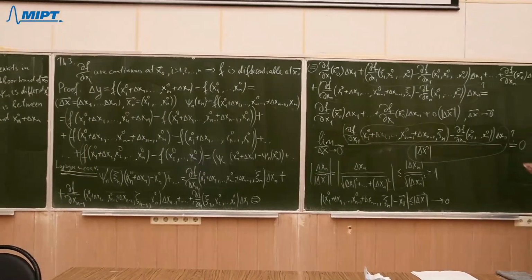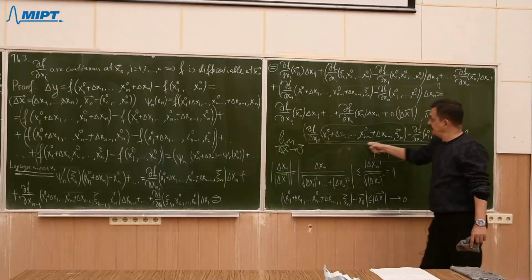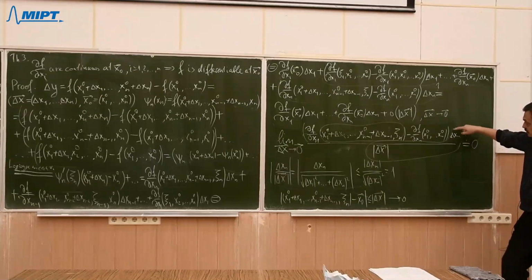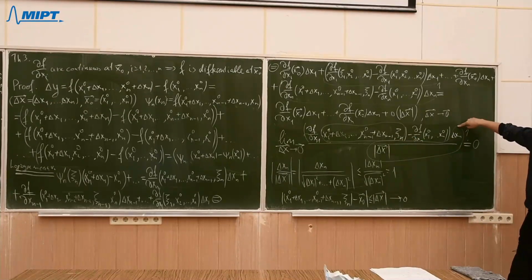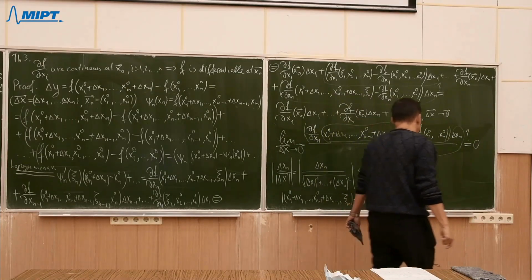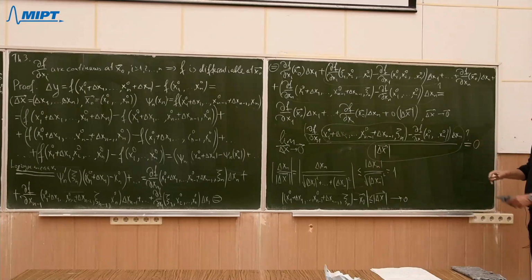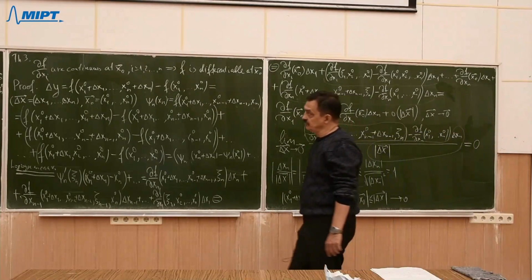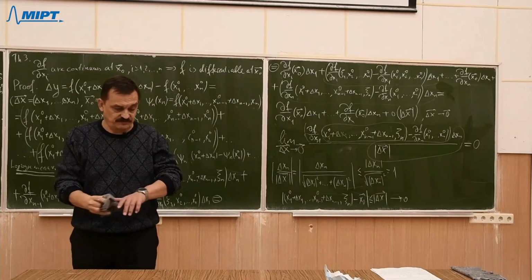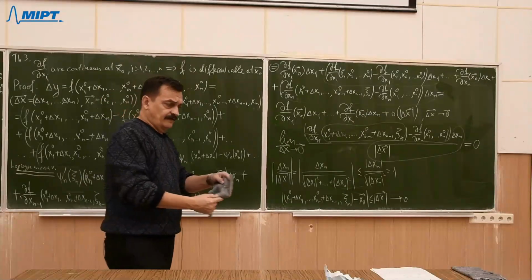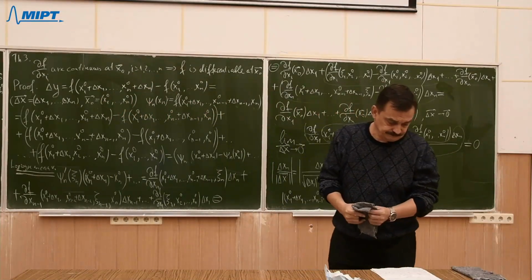So we have the term in brackets is infinitely small, tends to 0, and the other multiplier is bounded. And the product of infinitely small times bounded is infinitely small. So we have 0 here. And it means that the theorem is proved. That is a very important proof, in fact, and of course you should know it.